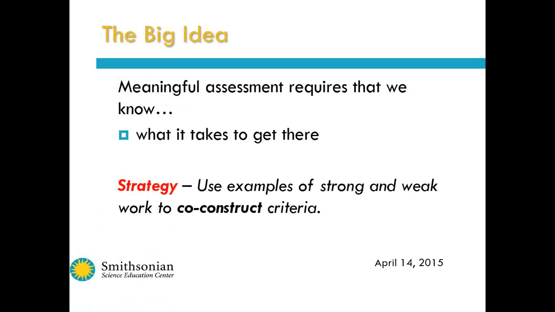And then we figure out what it takes to get there. This is a process that involves what Anne calls co-constructing criteria, using examples of work, both strong and weak, to build a picture of what it looks like to do something well. So once we know where we're headed, we've got to know what it looks like when we get there and what it takes to get there.